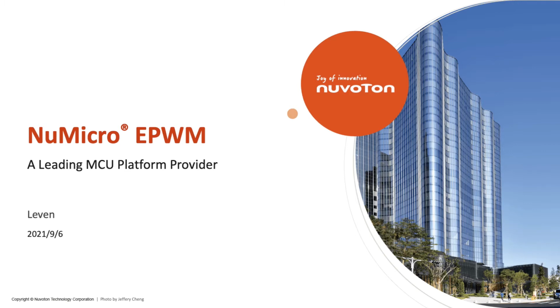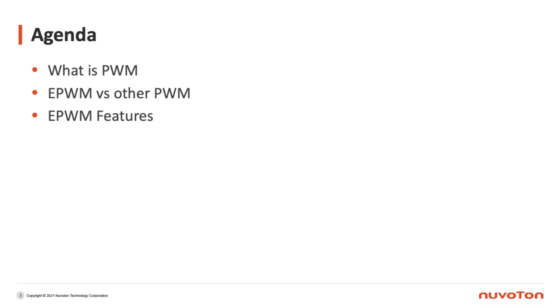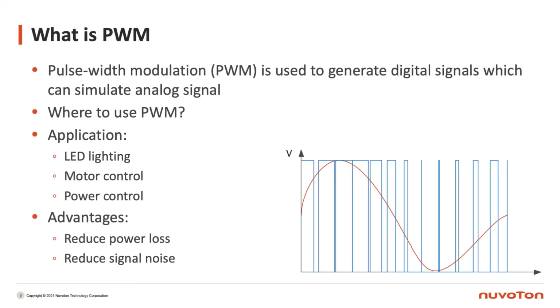Today I will introduce EPWM to you. We start with what PWM is, the words in EPWM, and EPWM's features. PWM, pulse width modulation, is for generating digital signals with only on and off. These signals can simulate an analog signal.